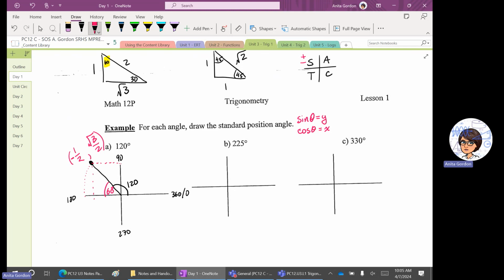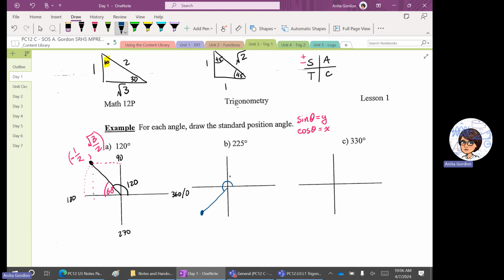So I don't actually have to work with the 120 degrees. I just have to figure out what is the reference angle. What's the special triangle that fits between the terminal arm and the closest x-axis? Let's try another example, 225 degrees. 225 degrees is going to be somewhere over here.